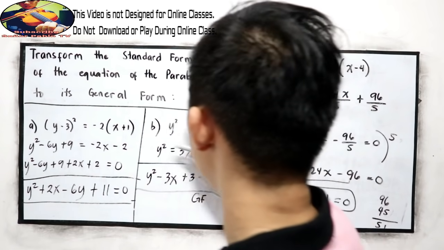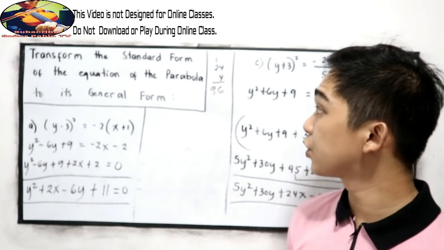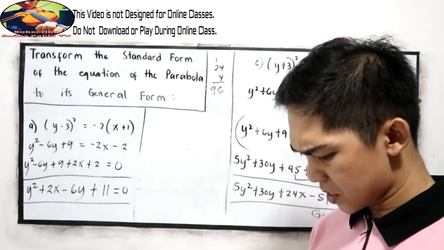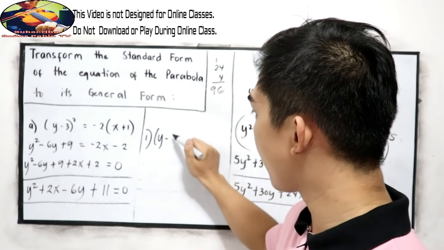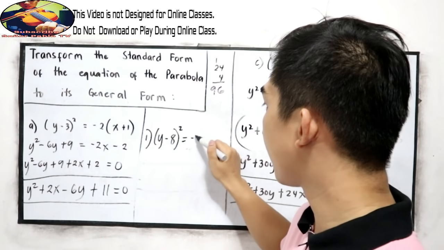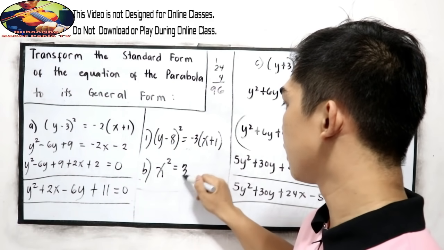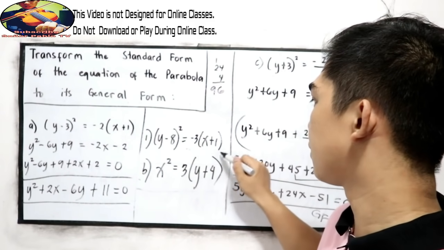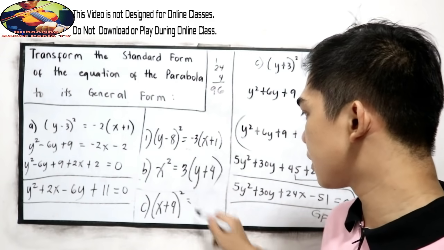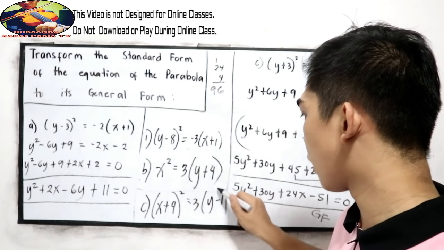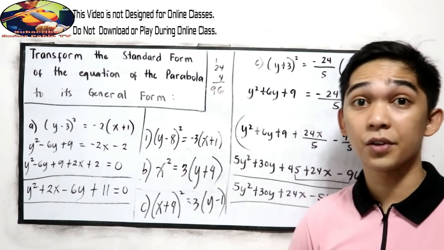Okay, assignment, I will erase B, then I will write your assignment here. Transform the standard form of the equation of the parabola to its general form. So, number 1, y minus 8 raised to 2 is equal to negative 3x plus 1. Letter B, x squared is equal to 3 times y plus 4 raised to 2. Oh no, okay, that's it. And letter C, x plus 4 raised to 2 is equal to 3 times y minus 1. Okay, this will be your assignment. Transforming standard form to the general form of the parabola.